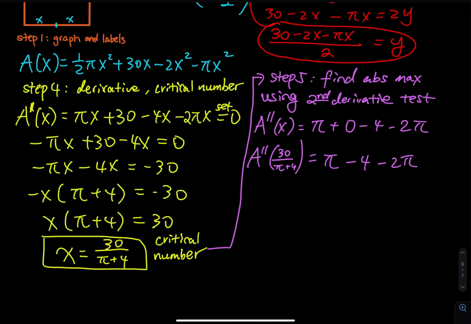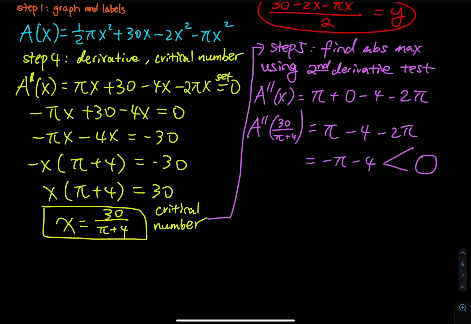Is this positive or negative? So this is pi minus 2 pi, right? So pi minus 2 pi is negative pi minus 4. So that is negative 3.14 minus 4. Of course, that is negative. That is always negative. So for the second derivative, it doesn't matter what number you plug in. The second derivative is always negative. Second derivative always negative means what? Means concave down.